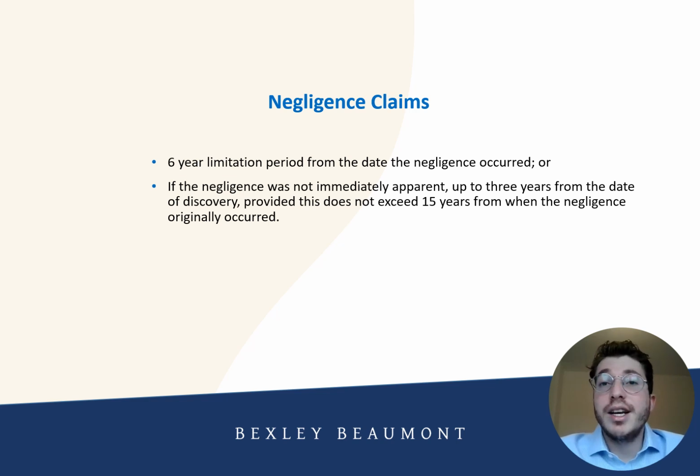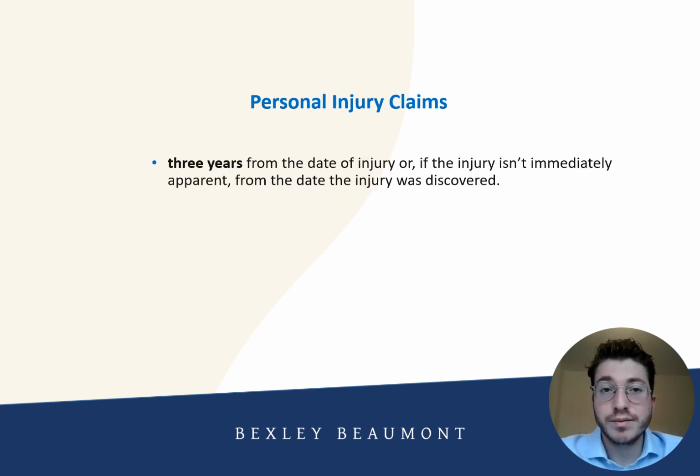Another common area in construction is professional negligence claims, such as those against architects or engineers. These claims have a 6-year limitation period from the date the negligence occurred. However, in a similar fashion to the last slide that I just discussed, if the negligence wasn't immediately apparent, claimants may have up to 3 years from the date of discovery, again, provided this doesn't exceed 15 years from when the negligence originally occurred. So a very similar rule on discovery.